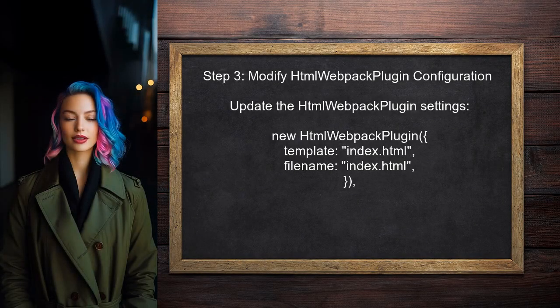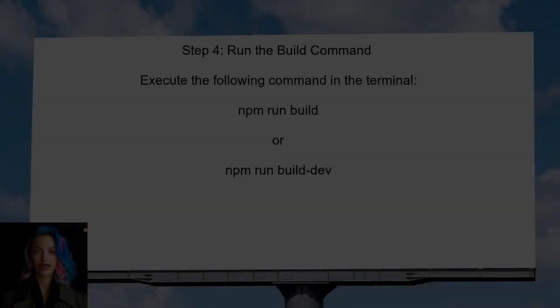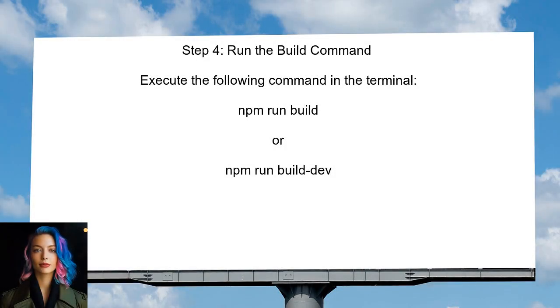Now, the user needs to modify the HTML Webpack plugin configuration. This plugin generates the index.html file, and the user should ensure that the paths to the CSS and JavaScript files are correct. Finally, the user should run the build command again. This can be done by executing either npm run build or npm run build dev in the terminal. This will generate the files in the correct directory.